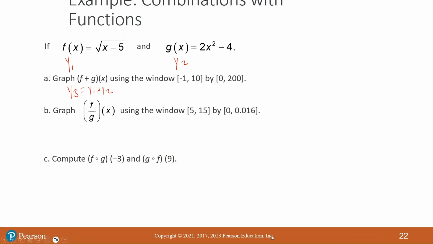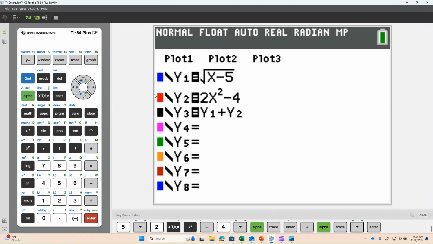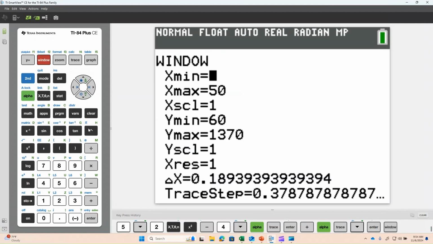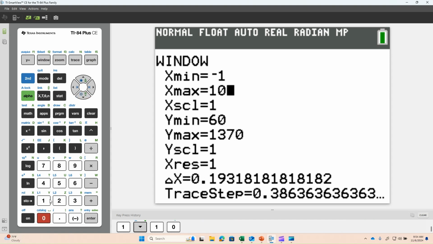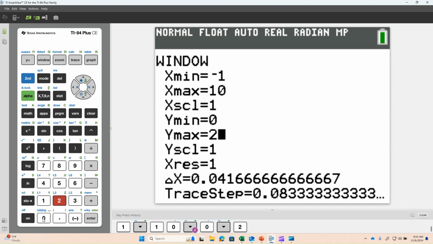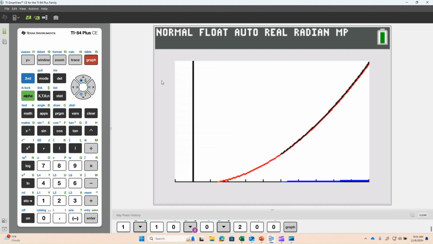Okay, I do want to graph on a very specific domain here. My domain is negative 1 to 10 and then 0 to 200. So if I go window, I need to change that from negative 1 to 10, and then on my y I'll change it from 0 to 200. So I've updated my window. Now I can just hit graph. And I have all three functions graphed here. The blue function is my f of x function. The red function is my g of x function. The black function here is my f plus g.